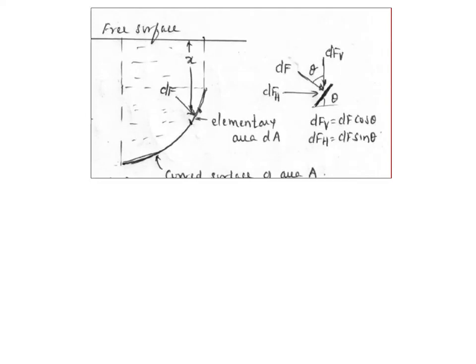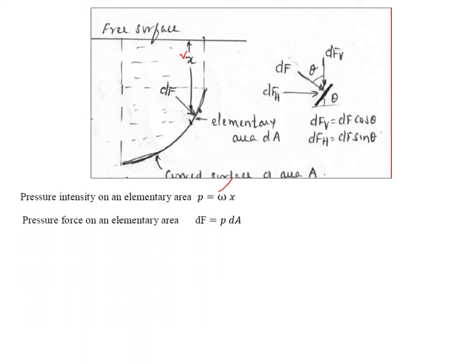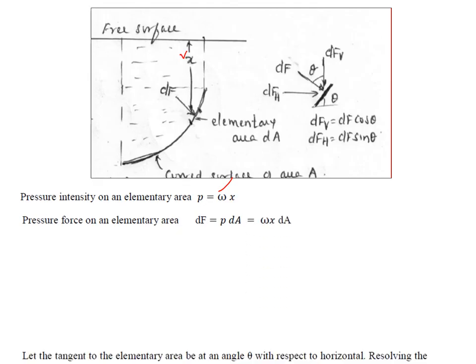The same figure is shown here. We have taken the elementary area at depth x. The pressure intensity on the elementary area depends always on the vertical distance, so it is omega into x. Now you can find the pressure force on the elementary area, which is given by P into dA, where P is omega x, so dF is omega x into dA.